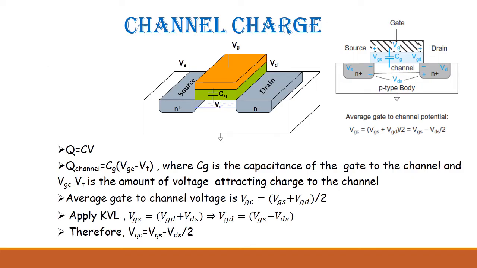Now let us see what is the channel charge. We know charge Q is equal to C into V. C is the capacitance and V is the potential difference voltage. So in this channel the charge is Q channel equal to Cg into (VGC minus VT). Here Cg is the gate capacitance and VGC is the gate to channel voltage, minus the threshold voltage. Now by applying Kirchhoff's voltage law, you will get VGD equal to VGS minus VDS. VGS is the gate to source voltage and VDS is the drain to source voltage.